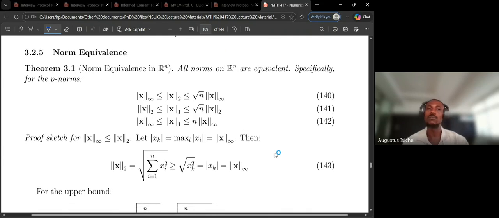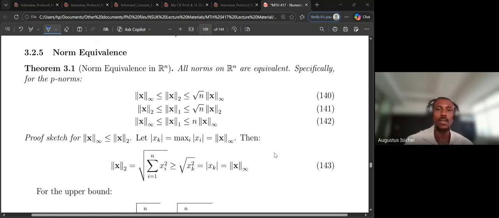Let's take this note down, please. 3.2.5. Norm equivalence. I want to see how these three norms that we've defined are related. Remember we mentioned this is part of our objectives, right? How are they related and how are they equivalent? We'll talk about norm equivalence by looking into Theorem 3.1.